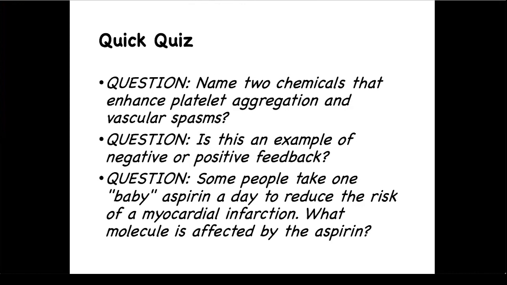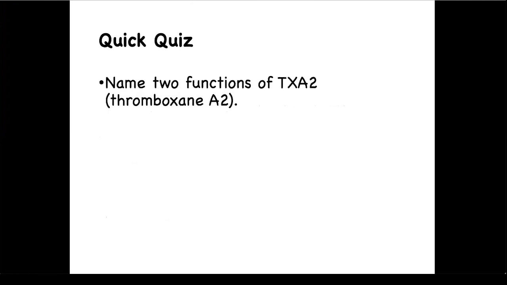Some people take 1 baby aspirin a day to reduce the risk of a myocardial infarction. That is a heart attack. What molecule is affected by the aspirin? It is thromboxane A2. It is inhibited by aspirin. Name 2 functions then of thromboxane A2. It brings about vasoconstriction as well as attracts other platelets to the area.